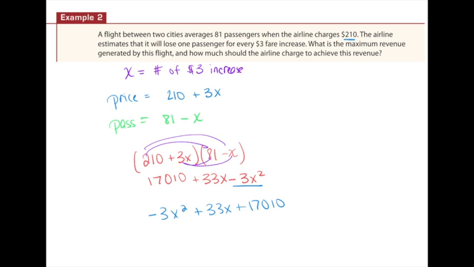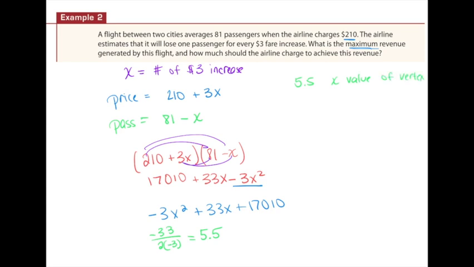All right. If we're asking the maximum revenue, maximum means I'm going to find the vertex. You're going to find the vertex the way you always would. You're going to do negative b. So we're going to say negative 33 over 2 times a, which is negative 3. All right. It actually ends up being a decimal. So you end up 33 divided by 6, right? Which gives you 5.5. All right, 5.5 gave us our x value of our vertex.